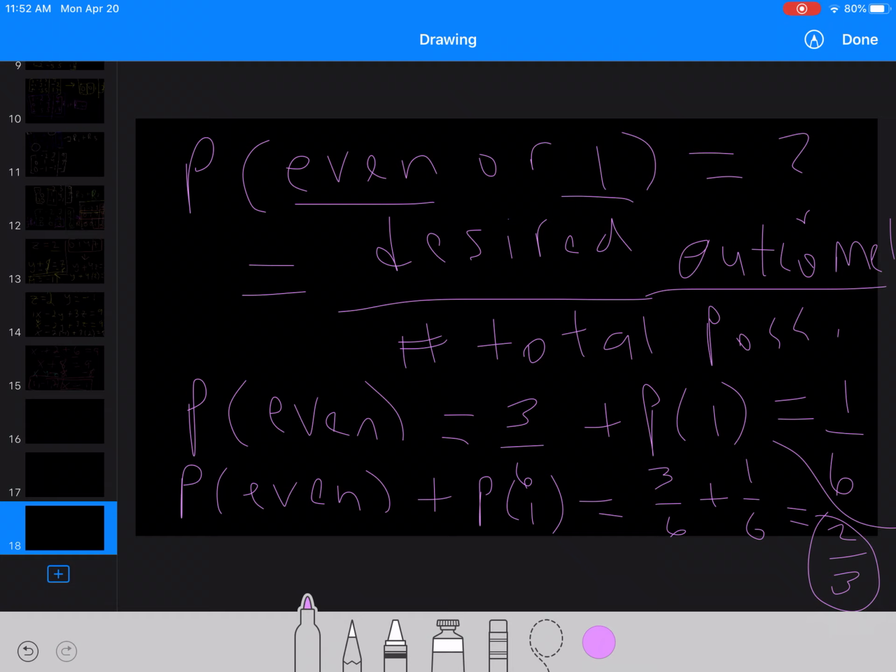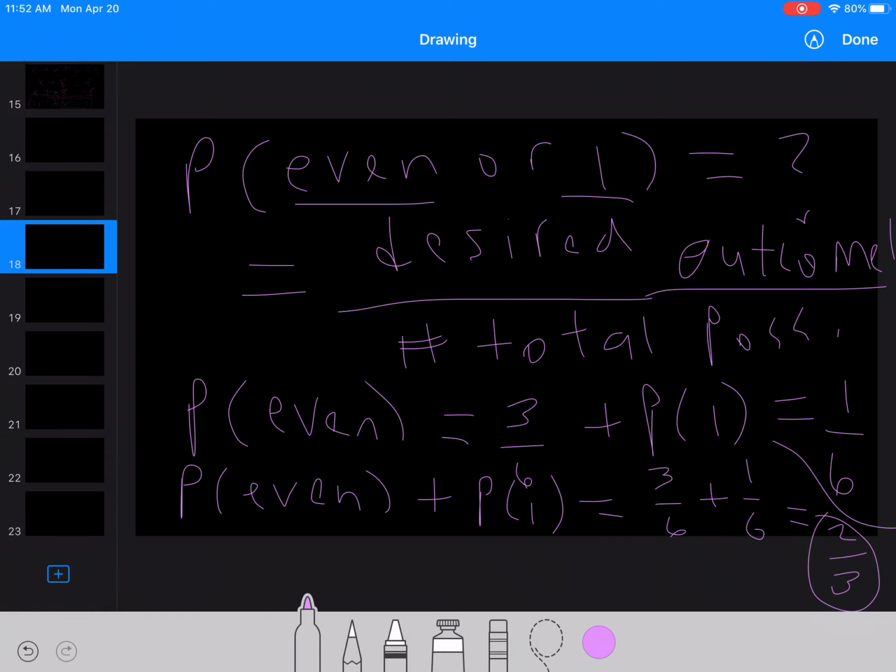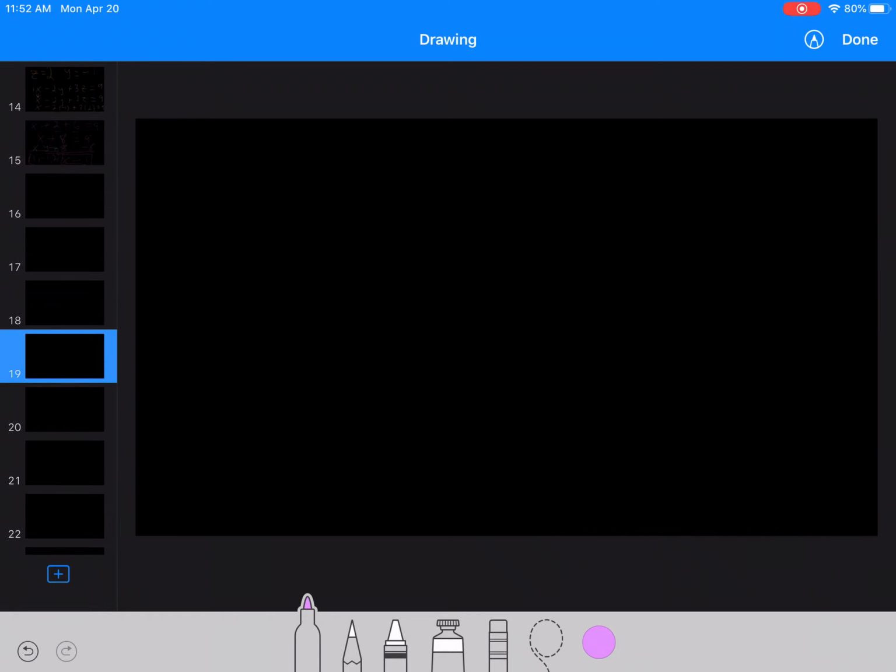Now, if the events overlap or they depend on each other, you'll have to do some subtraction. And if there's any common similarities with those, you'll have to subtract. But here, these are mutually exclusive events, so we don't have to do any subtraction. We just find the event of one plus the event of the other one. Okay, let's look at another one.